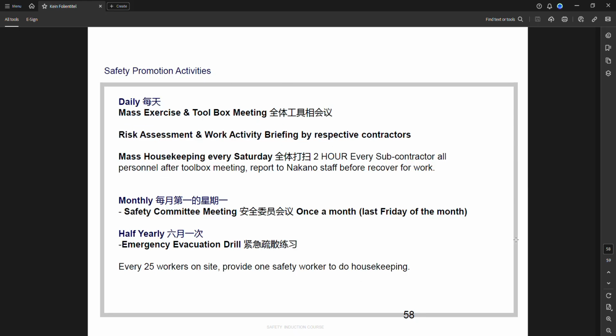For the safety promotion activity, daily there is a toolbox meeting. We will discuss the risk assessment and several procedures, and we also conduct mass housekeeping every Saturday.